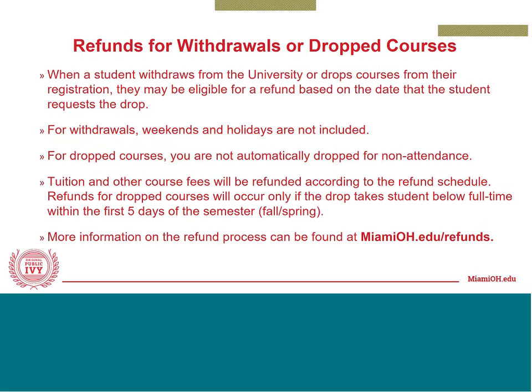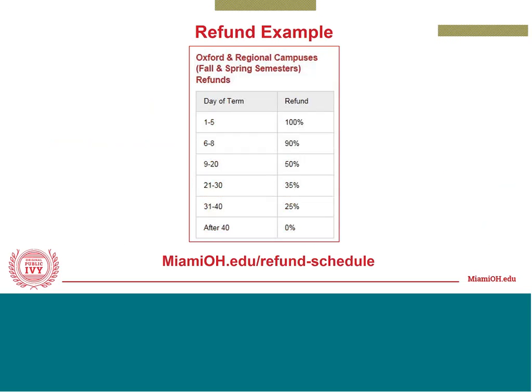When a student withdraws from the university, they may be eligible for a refund based on the date that the student withdrew. Tuition and fees are refunded according to the university's refund schedule. For withdrawals, weekends and holidays are not included. A refund will be generated for dropped courses only if the drop takes the student below full time in the first 5 days of the semester for fall and spring. Students are not automatically dropped from courses for non-attendance. More information on the refund process can be found at miamioh.edu/refunds.